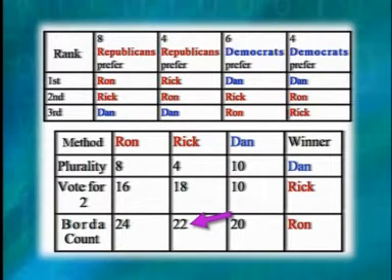So Rick gets 22 in the Borda count, and counting the same way, Dan gets 20 votes. In the Borda count method, then, Ron wins the election. Congratulations, Ron. Now notice what we have here.